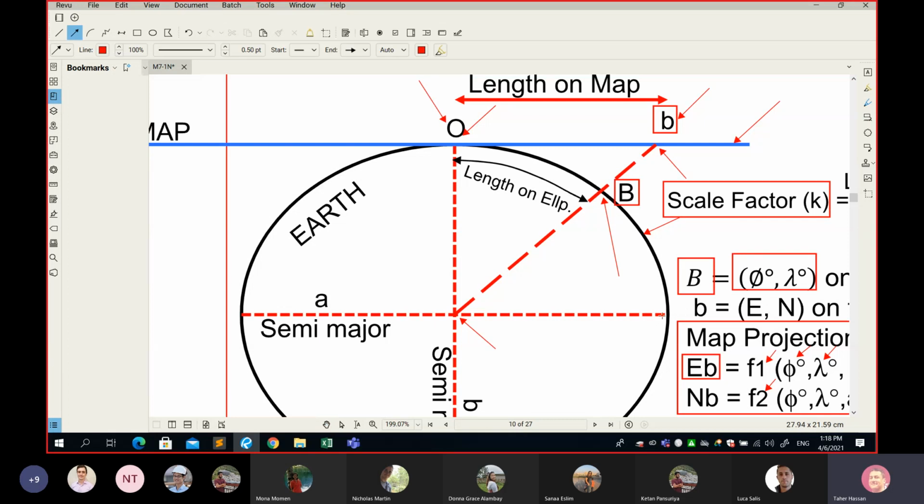So where is my equator? My equator is here, okay? This is my equator. Can I use this map on my screen to map areas around the equator? Think about distortion. Distortion will be incredibly big around the equator, or it will be small.